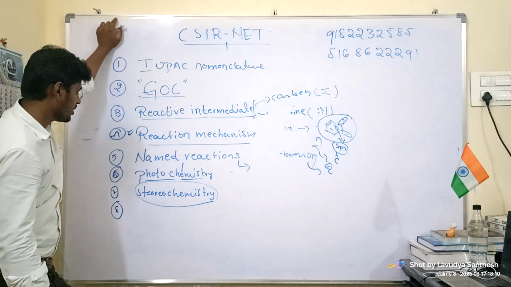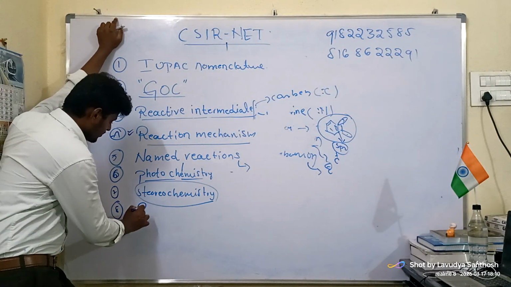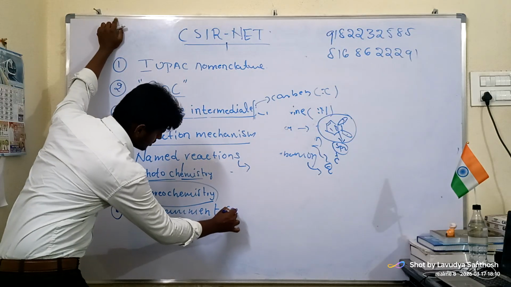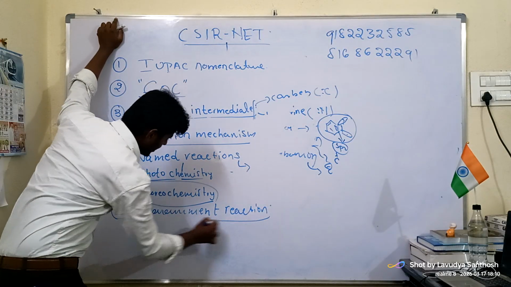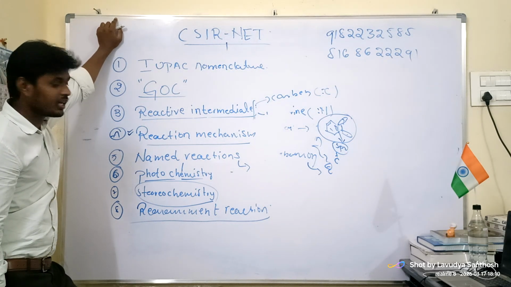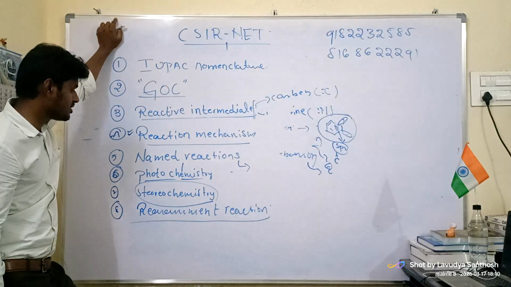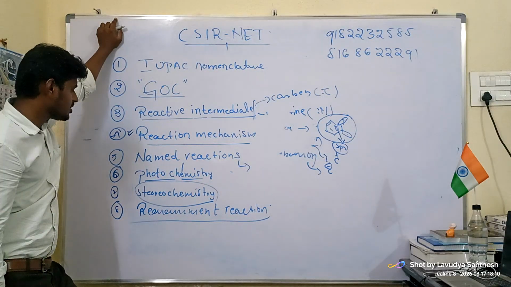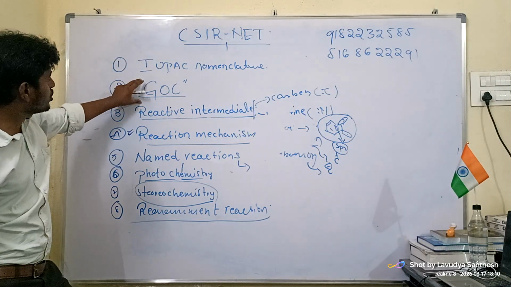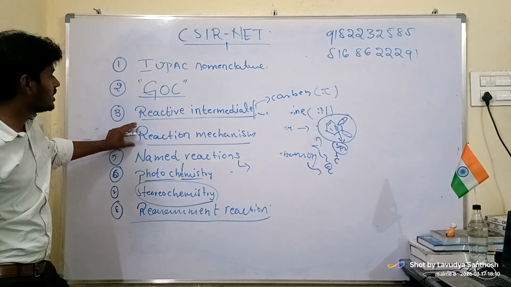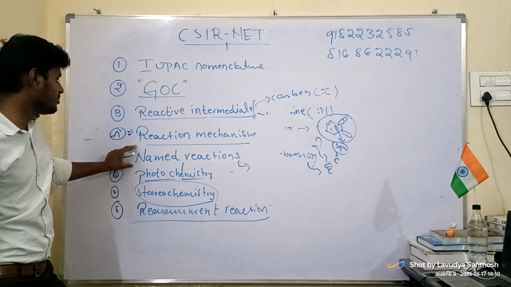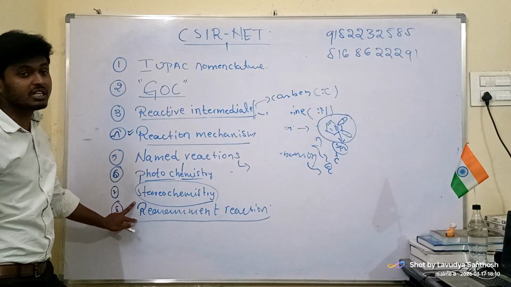Now next is rearrangement reactions. Rearrangement reactions are just what I said, like the phenol rearrangement reactions, the benzene rearrangement reactions. If you know the GOC and reaction intermediates, you can write the reaction mechanism. When you know the reaction mechanism, you can write named reactions, and then you can write rearrangement reactions very fine.